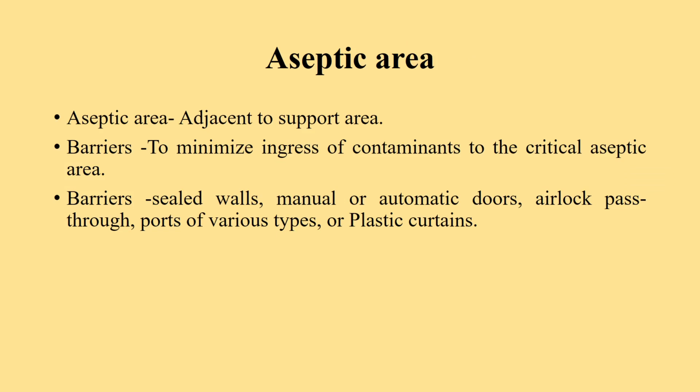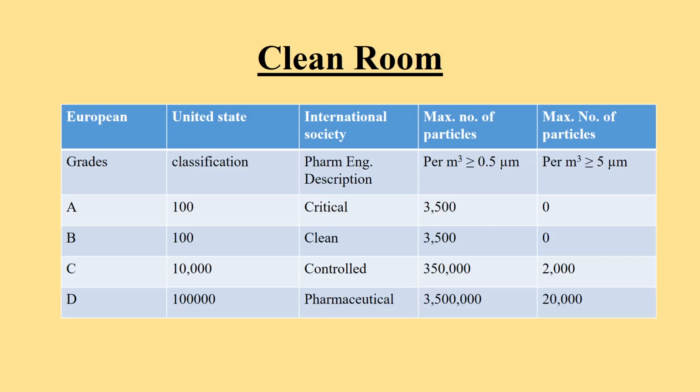So next is the aseptic area. The aseptic area is adjacent to the support area. Various barriers are involved in the aseptic area to minimize the ingress of contaminants into the critical aseptic area. These barriers may be sealed walls, manual or automatic doors, airlock pass through ports of various types, or plastic curtains.